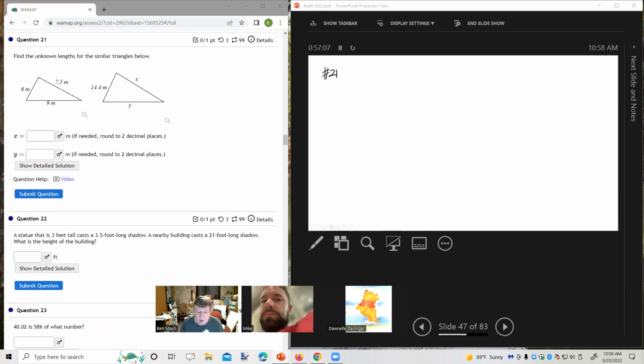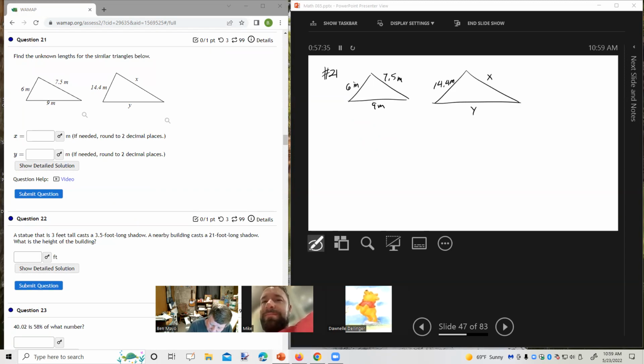If I don't get through them all today, I'll pick up where I left off tomorrow and just continue. Find the unknown lengths for the similar triangles. If needed, round to 2 decimal places. Okay. So we've got 6 meters, 9 meters, 7.5 meters, 14.4 meters, X and Y.